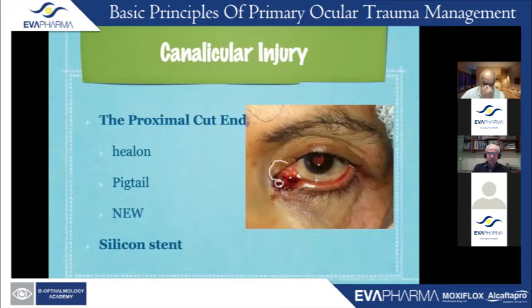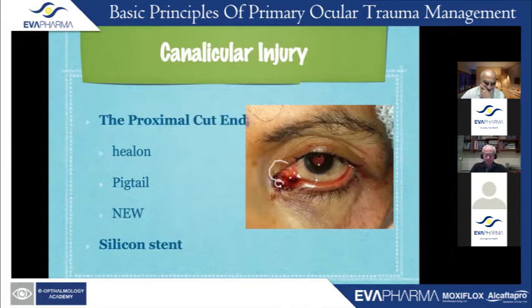Regarding the canalicular injury, canalicular injury is challenging. Why is it challenging? It is challenging because of the proximal end of the canaliculus, which is lost inside the tissues. Here is the punctum in this area. This end of the canaliculus, we call it the distal end of the canaliculus, and the proximal end of the canaliculus or the medial end is down here within these tissues.